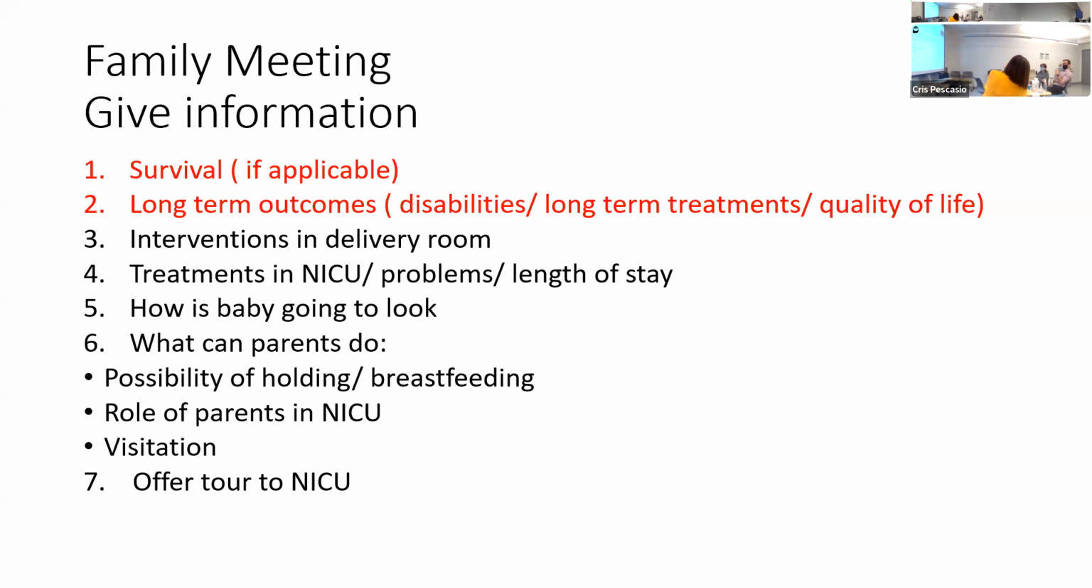Survival is applicable, right? But sometimes it's not applicable. It is not about survival. Or let's say 33 weeks. If the mother is very worried, I say, well, survival is excellent, unless an unexpected thing happens, right? I usually say, this is not the case, I'm not concerned about survival. And long-term outcomes, so we'll talk about those.